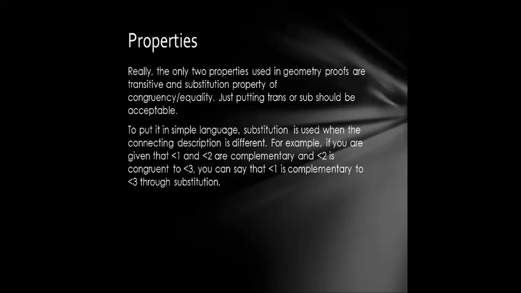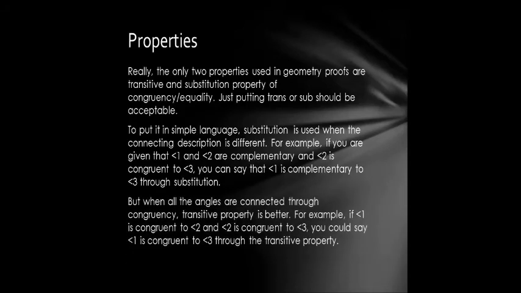It's substitution because you're using complementary angles and congruent angles, which are two different connecting descriptions. But when all the angles are connected through congruency, the transitive property would be better. So if angle 1 is congruent to angle 2 and angle 2 is congruent to angle 3, you could say that angle 1 is congruent to angle 3 through the transitive property.